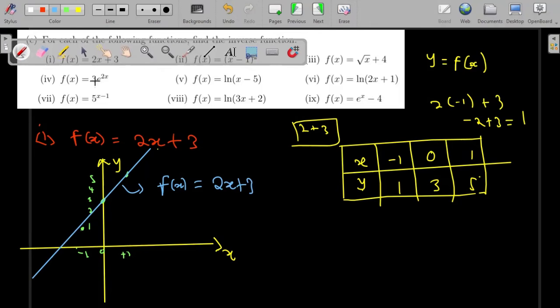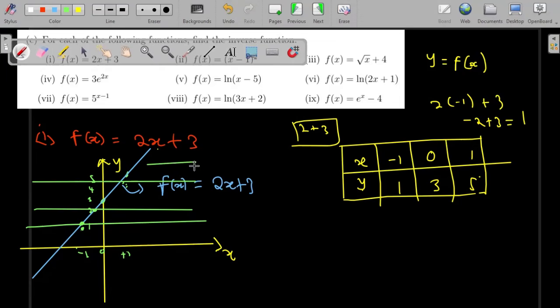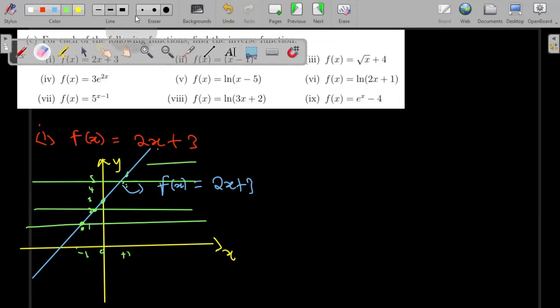So now we clearly see that this is one-to-one, because if I draw any horizontal line like this, we see that the horizontal line will just be meeting this curve at one point. So we have confirmed that this is one-to-one. We can now find the what? The inverse.